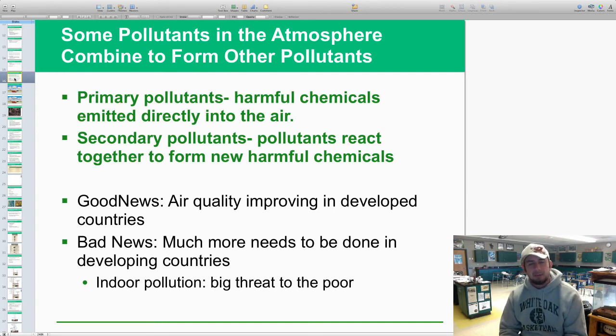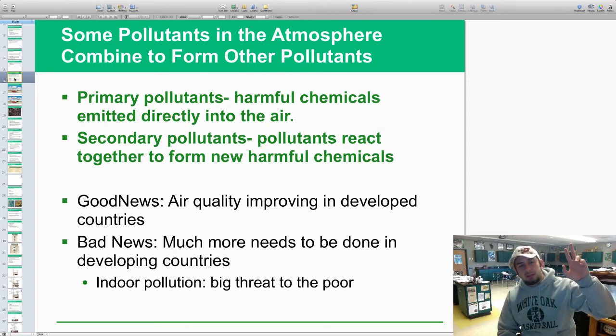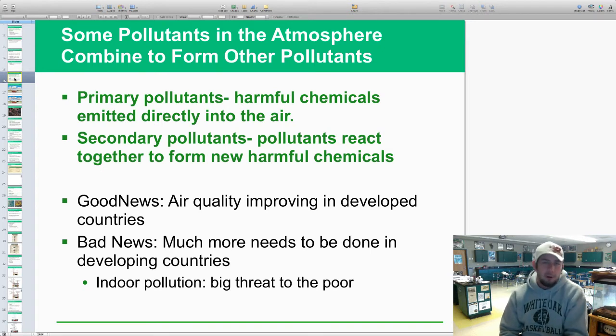We have two different types. The first one are primary pollutants. Those are harmful chemicals that are emitted directly into the air by human or natural sources. And then we have secondary pollutants, which is where those primary pollutants recombine in the atmosphere, mostly with hydrogen, possibly with a little bit of the water molecule when it's broken up, and actually form together to make even more harmful or new harmful chemicals.